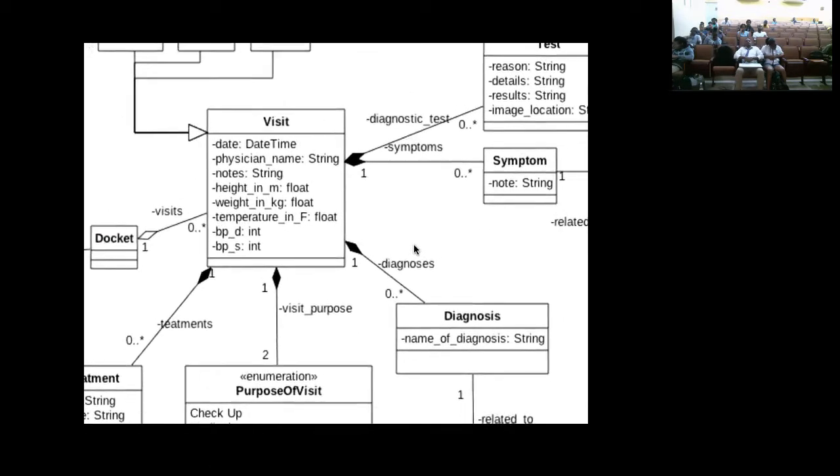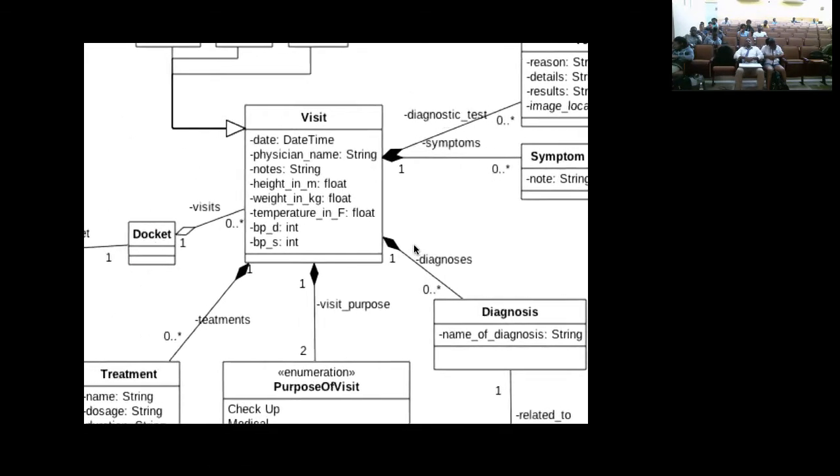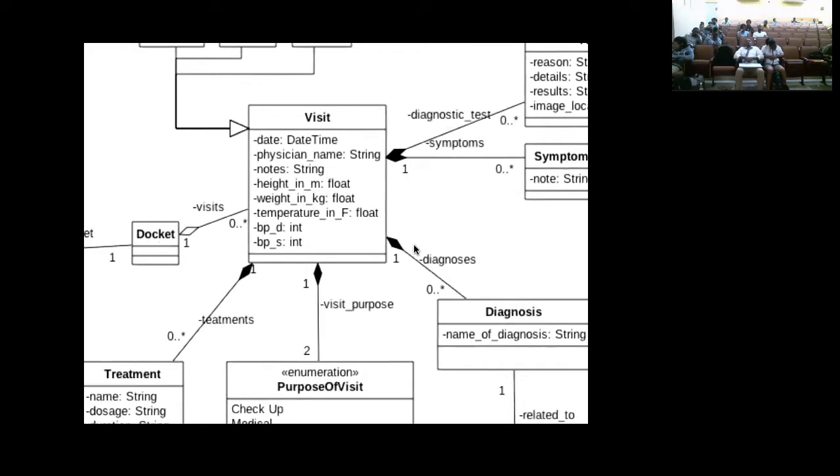Okay, so the question is, why do we have aggregation as opposed to composition? What do you think it should be? So tell me what you think it should be. Right, one docket to 0 or more visits. That's correct.